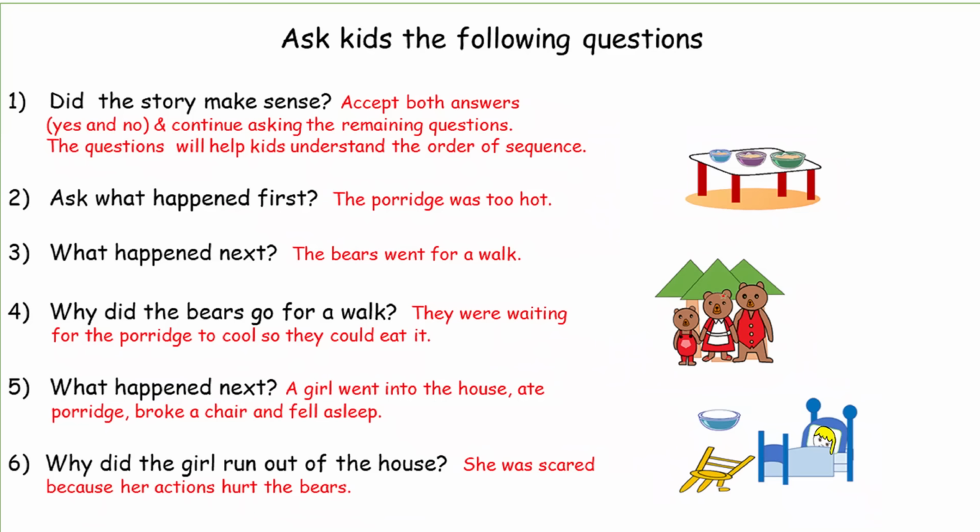Number 5, what happened next? A girl went into the house, ate porridge, broke a chair, and fell asleep. And number 6, why did the girl run out of the house? She was scared because her actions hurt the bears.